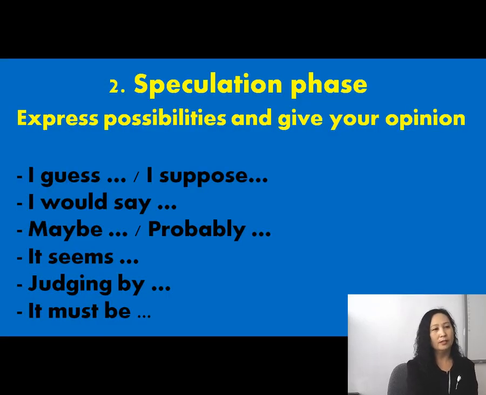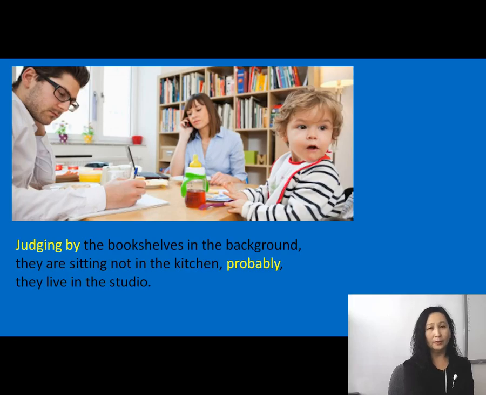The second phase, speculation phase. At this phase, it's better to express the possibilities and give your own opinion. So you can use the following phrases. I guess, I suppose, I would say, maybe, or probably, it seems, judging by, it must be. Let's have a look at some examples.